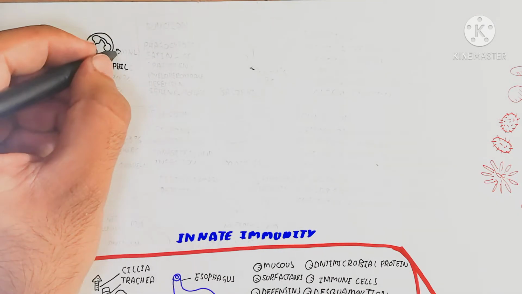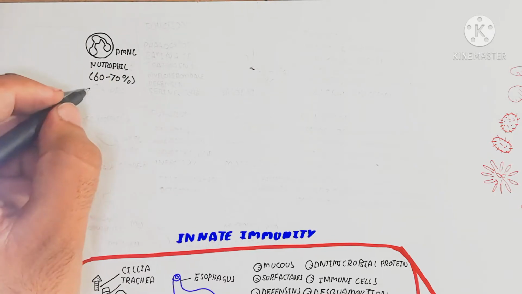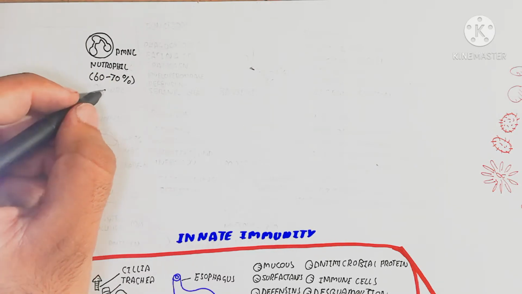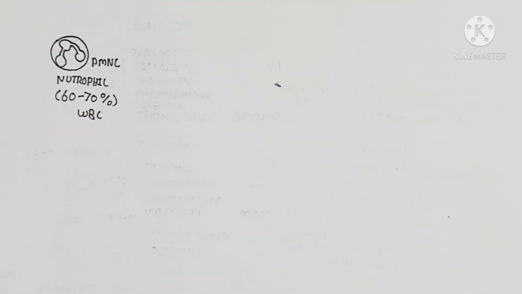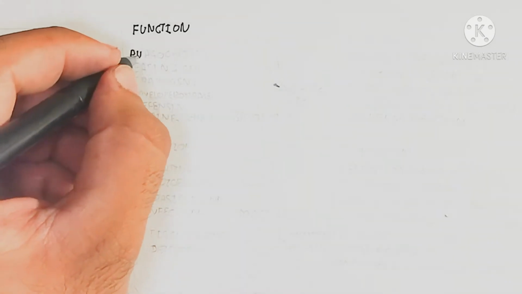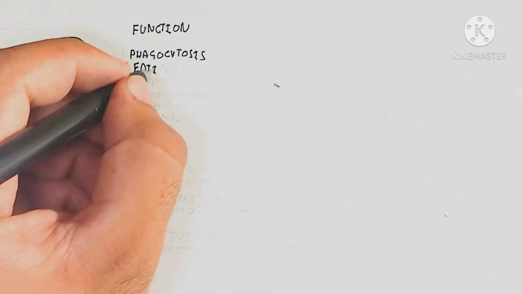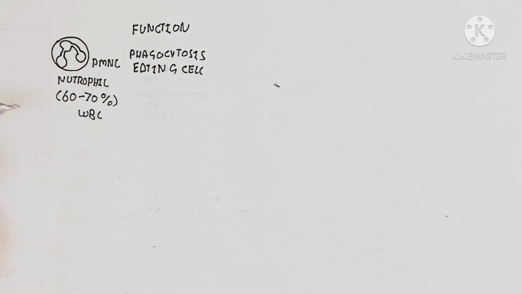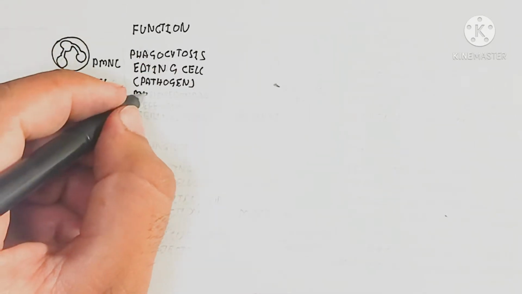Now we will discuss the innate immunity. When we are born, every person contains this immunity, and it is made up of specific cells. For example, here is the polymorphonuclear cell, which means the neutrophil. This neutrophil makes up 60 to 70% of white blood cells, and it has different types of nuclei.